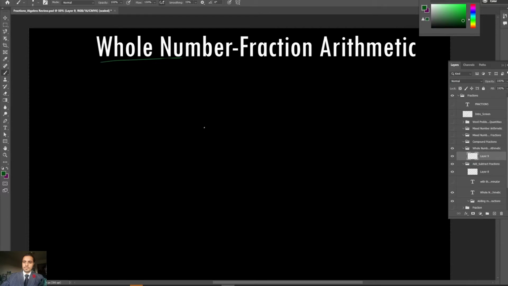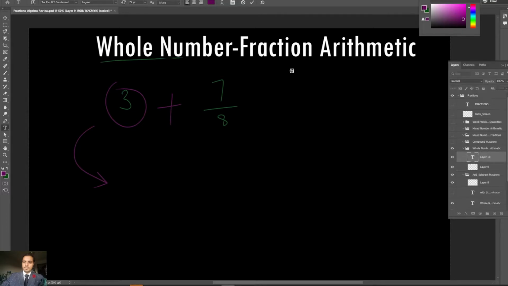So what is a whole number fraction in arithmetic? Let's say we have a whole number 3, right? And we have a fraction 7 over 8. And somebody tells us to add these two. So what do we do? That's what we're talking about. We can easily convert a whole number to a fraction. A whole number can always be rewritten as a fraction. This is an important concept, we're going to write it down.